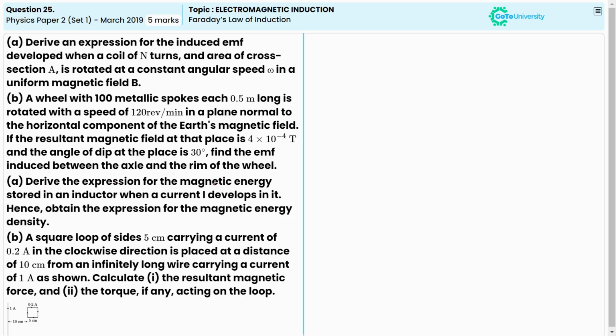Derive the expression for the magnetic energy stored in an inductor when a current I develops in it. Hence, obtain the expression for the magnetic energy density. Part B. A square loop of side 5 cm carrying a current of 0.2 amperes in the clockwise direction is placed at a distance of 10 cm from an infinitely long wire carrying a current of 1 ampere as shown. Calculate the resultant magnetic force and the torque, if any, acting on the loop here.